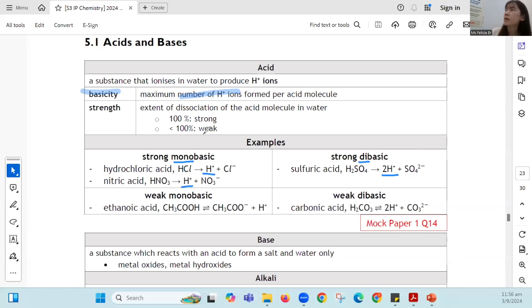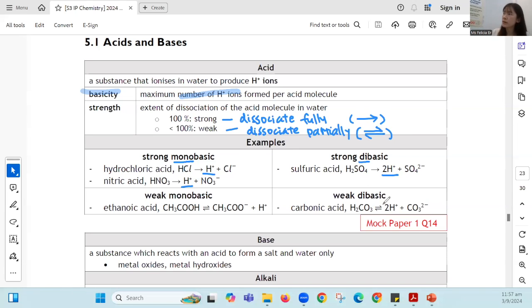A bit confusing. Okay, then the second word you need to know is the strength. So strength is how well they dissociate. If it's strong, it would dissociate or ionize fully. Can you follow and copy it down? Are you copying? Then if it's weak, that means it would dissociate partially. And this is usually represented by the arrow. If it's a strong acid, we always use the normal arrow. But if it's partial dissociation, we always use this reversible arrow, which you can see over here. Weak is always a reversible arrow.